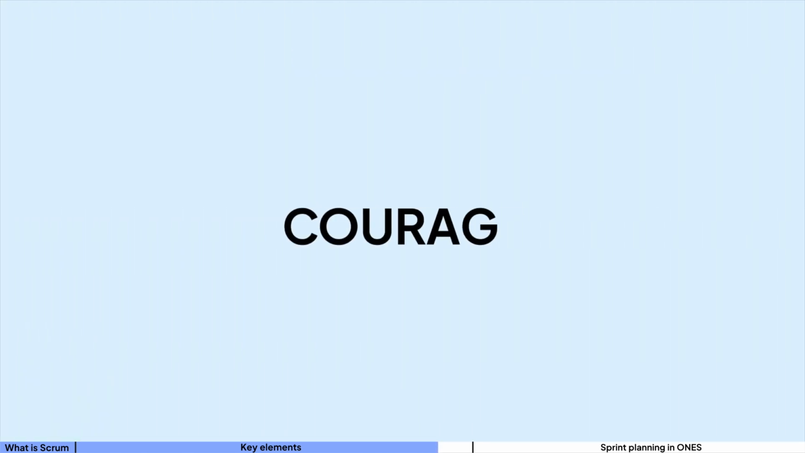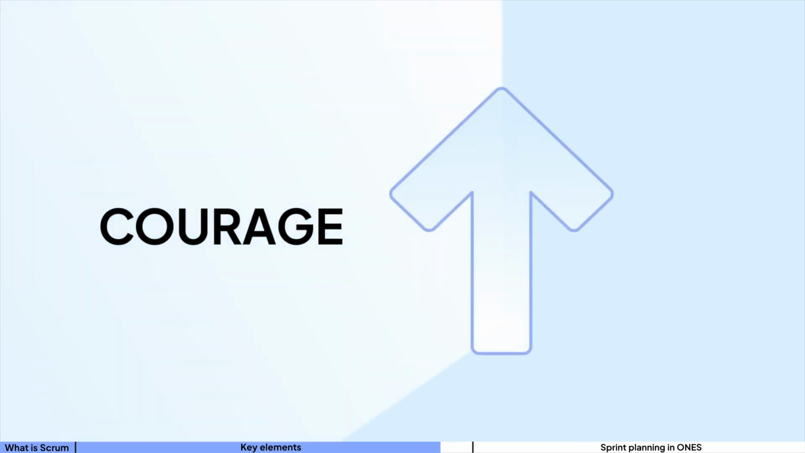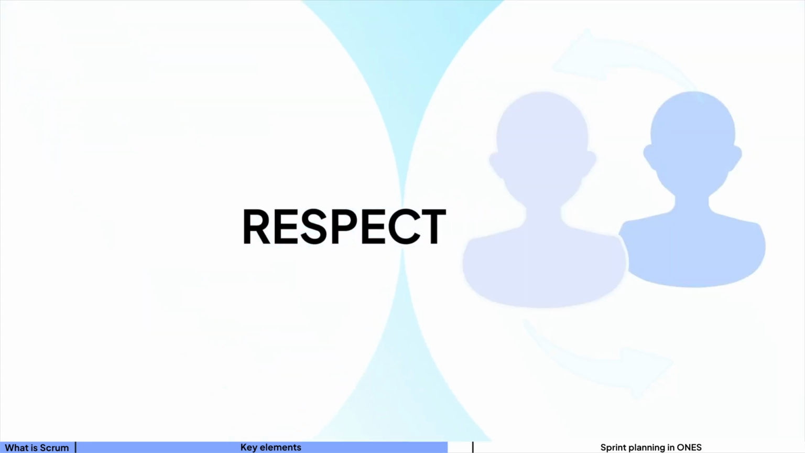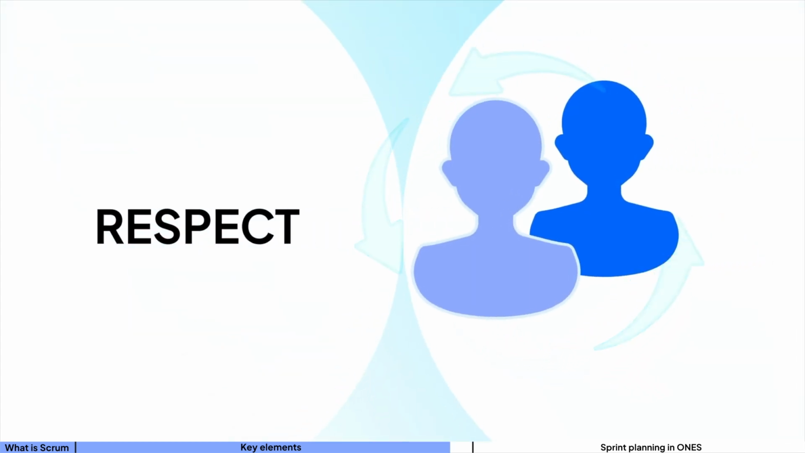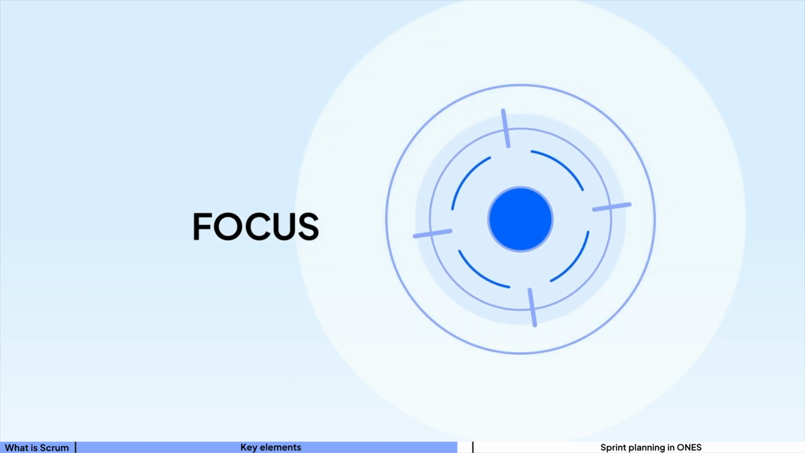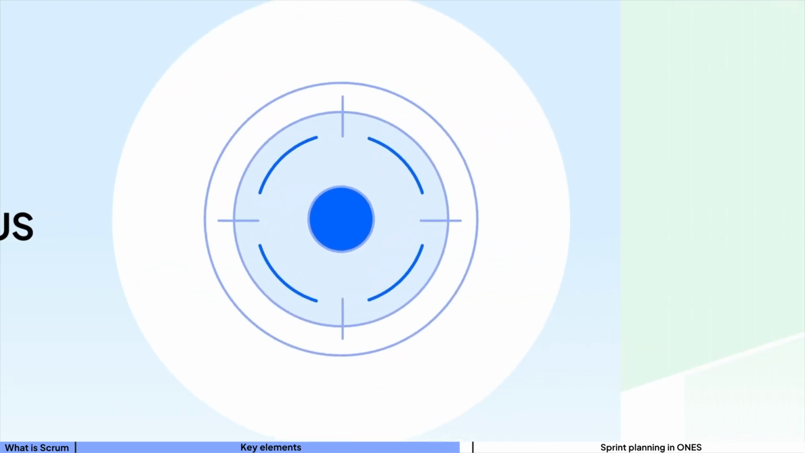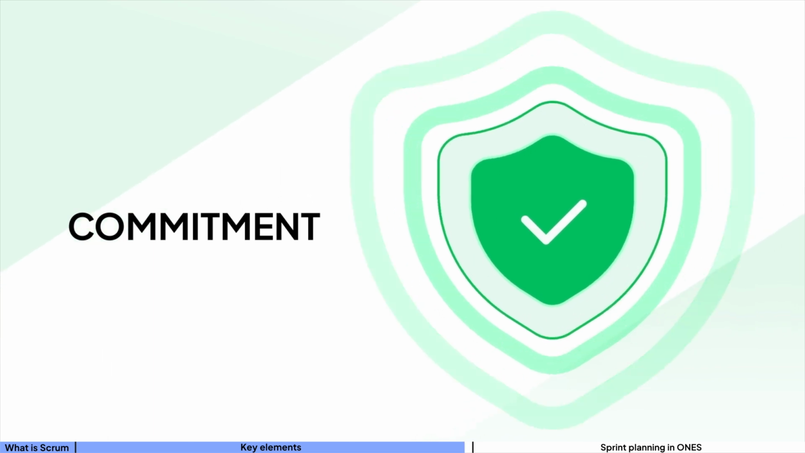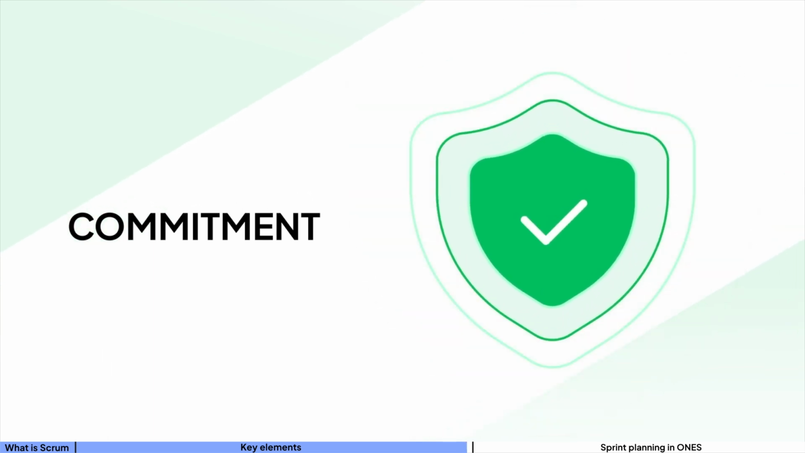Second, courage. The Scrum team should have the courage to make commitment and achieve it. Third, respect. Respect each and every team member regardless of their background and project experience. Fourth, focus. Focus the heart and energy to accomplish the work. Fifth, commitment. The Scrum team is motivated by the commitment, not just the plan, to finish the project.